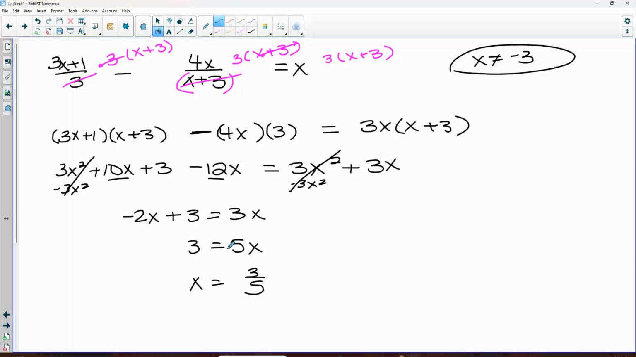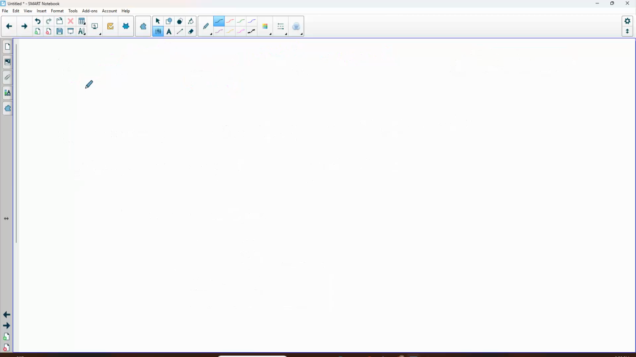We just have to make sure that it's an okay answer, right? All we said here was that x couldn't be -3, so is 3/5 okay? Yes. So I'm done. Is that okay? Sometimes with our denominators, we might have to do a little work before we just multiply, like if I said x plus 2 over x plus 4 plus 5 over x equals 10 over x squared plus 4x.